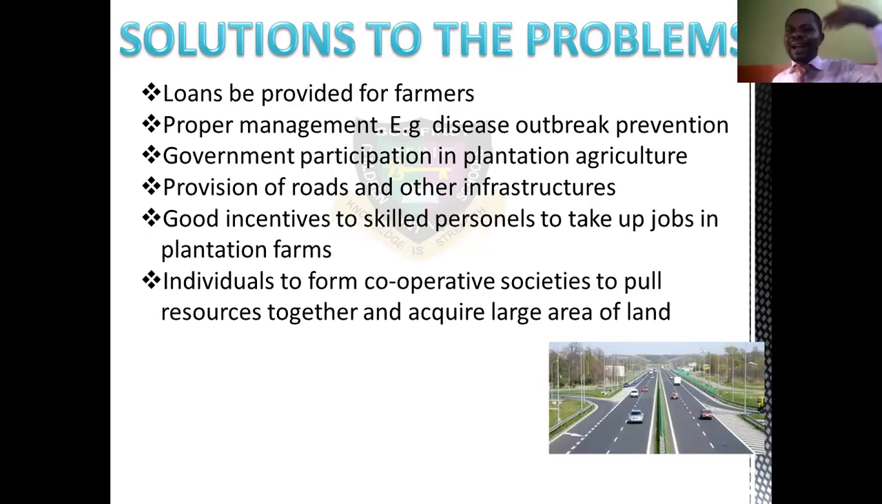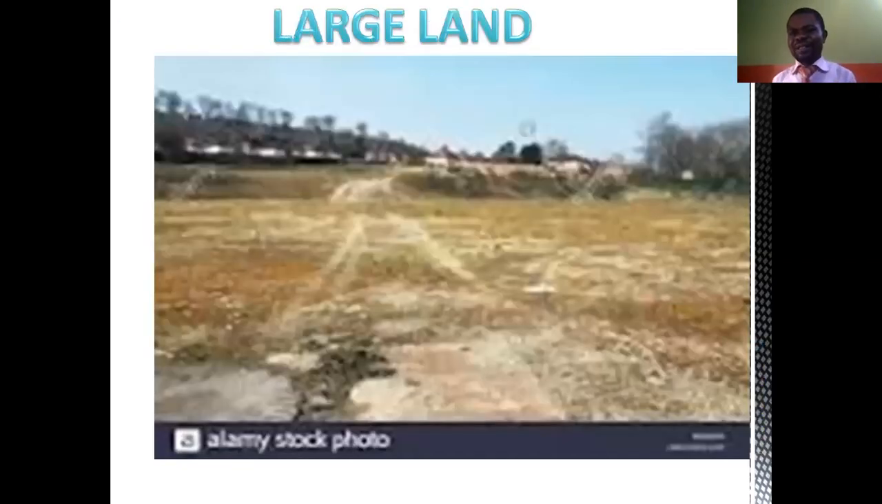That's what we mean. Then for the lack of capital too, loan provision will solve that problem when loans are provided for them. So poor management, the incentive to people who know how to manage these things, if you do that, they take up the job, then poor management will be solved. You can see that the solutions now are solving the problems we have talked about earlier. So we need a large land. Like I've told you, if you are planting cocoa, let it be cocoa all through, or rubber, let it be rubber all through.